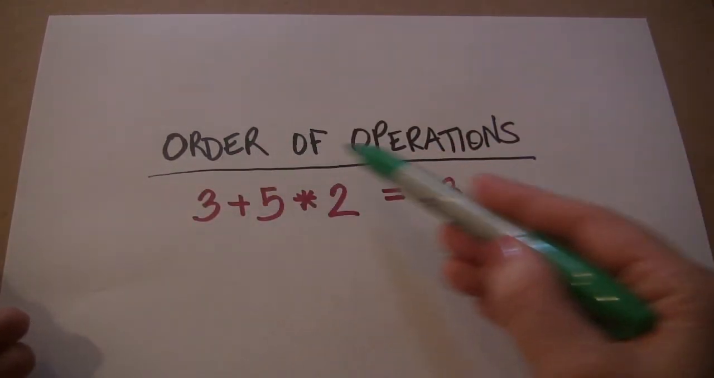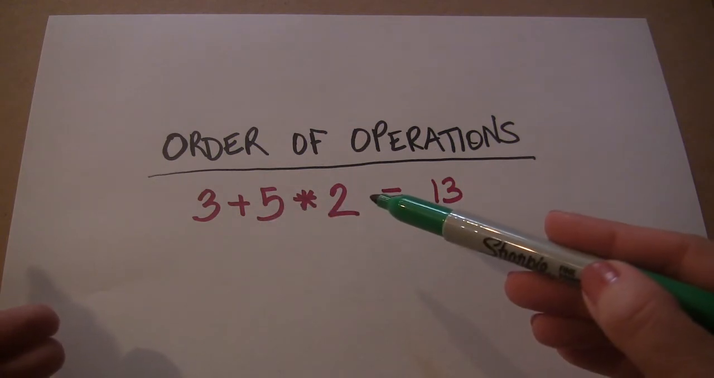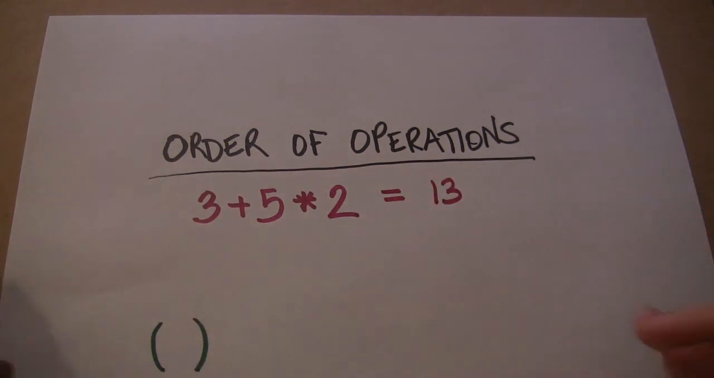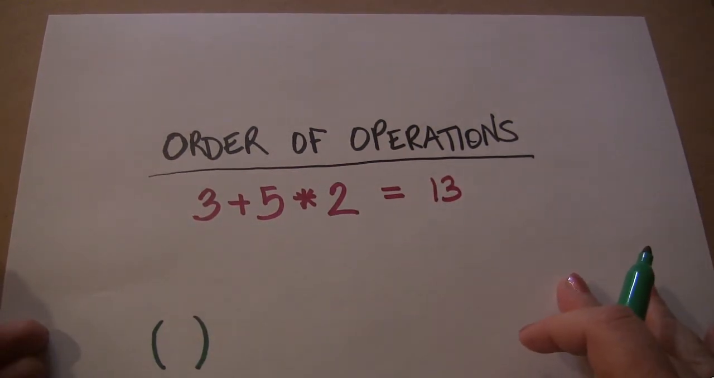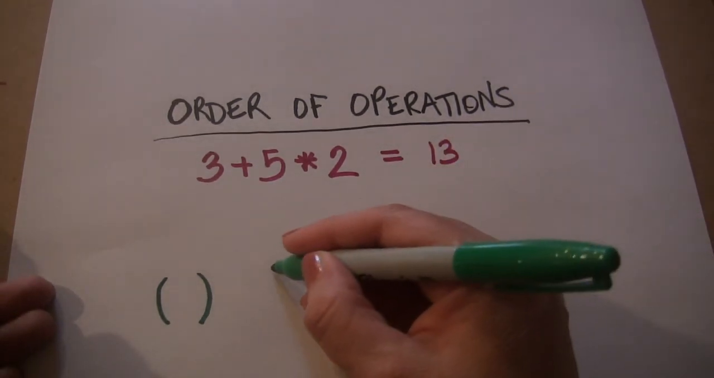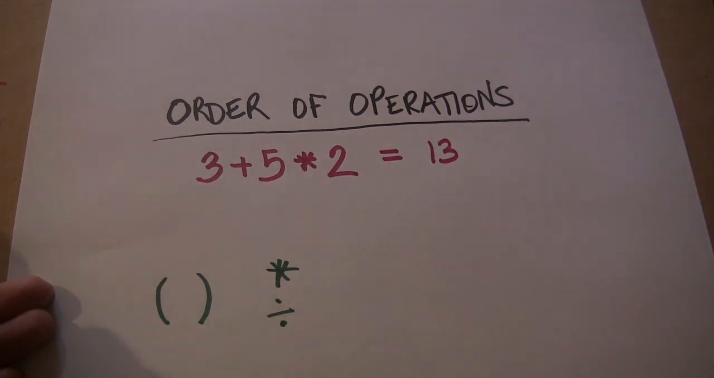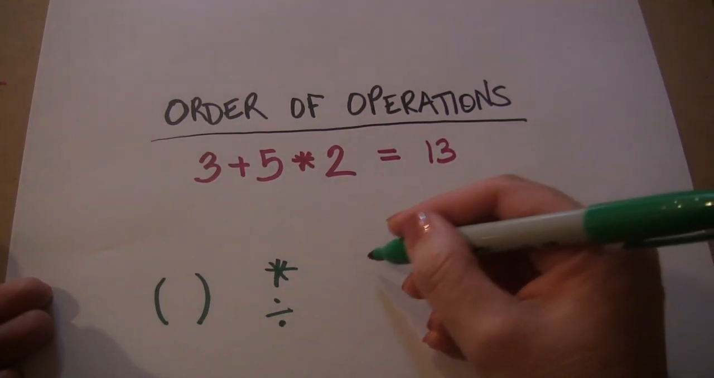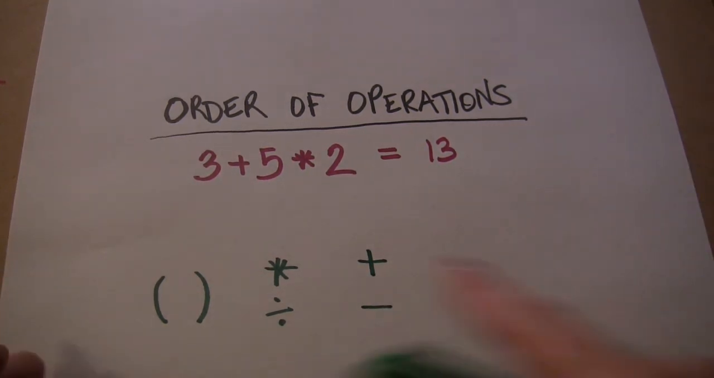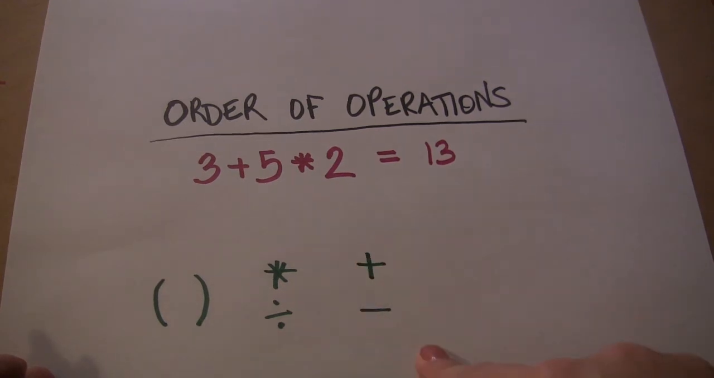What the order of operations does is it tells us what order we have to do these math steps in. And the rules are this. The first thing that you do is look for any parentheses. Parentheses have to be done first. The second thing that you do is you look for any multiplication or division. And the third step in the order of operations is to look for any addition and subtraction. So it's parentheses, multiplication and division, addition and subtraction.